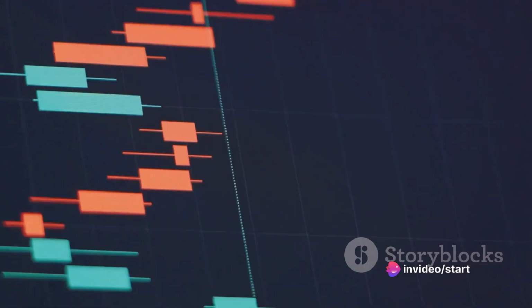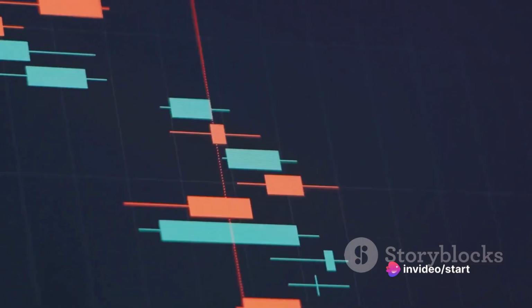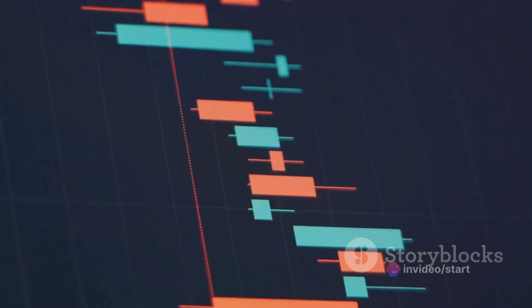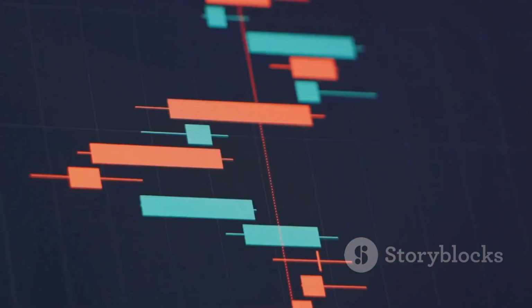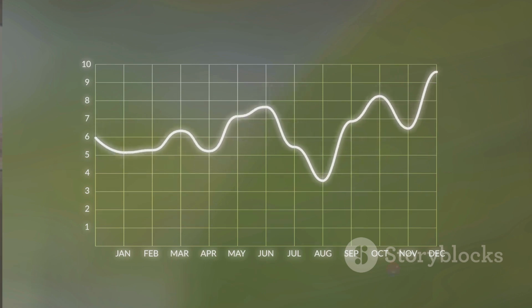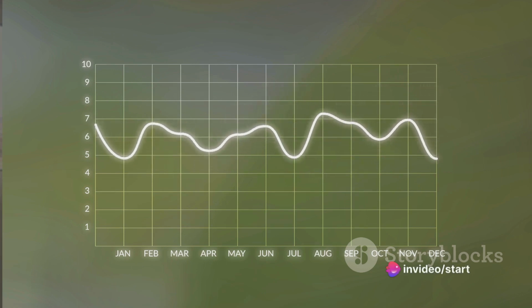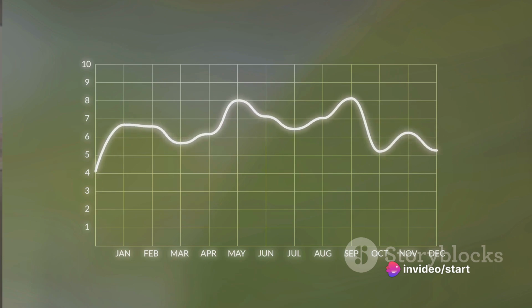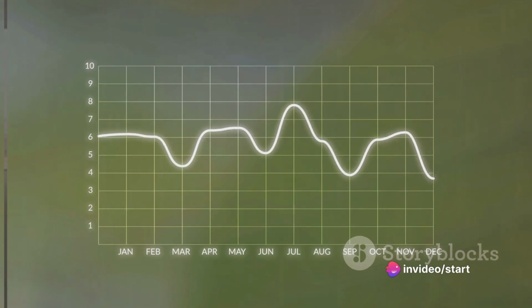So as we delve deeper into technical analysis, we're not just learning about numbers and charts. We're learning to understand the heartbeat of the market, to listen to its rhythm, and to anticipate its next move. The more you learn about technical analysis, the more you'll understand the factors that drive market movements.